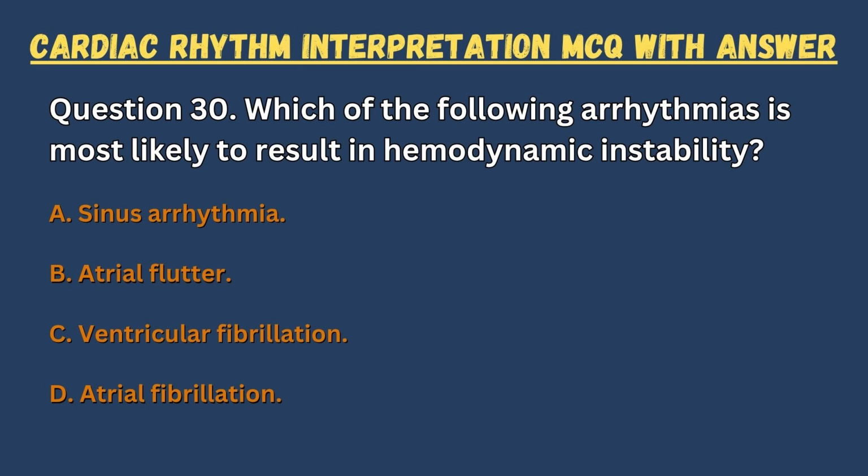Question 30. Which of the following arrhythmias is most likely to result in hemodynamic instability? A. Sinus arrhythmia. B. Atrial flutter. C. Ventricular fibrillation. D. Atrial fibrillation.